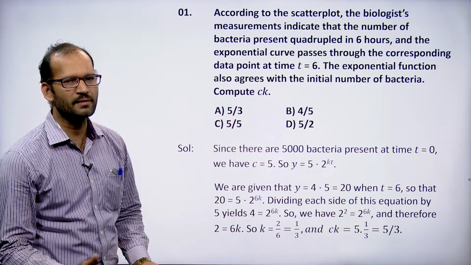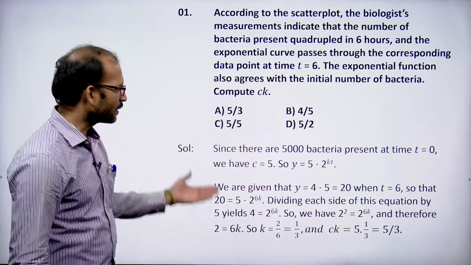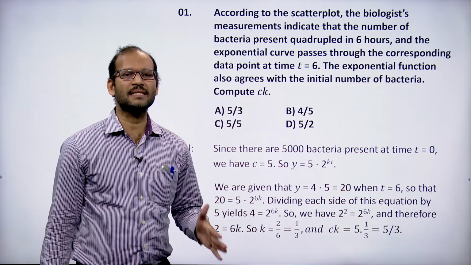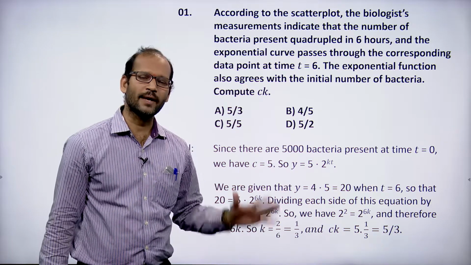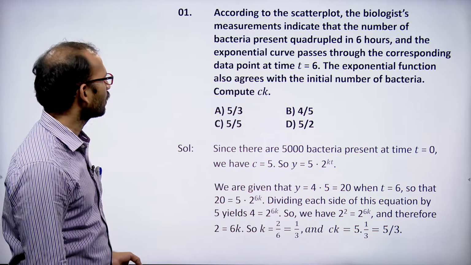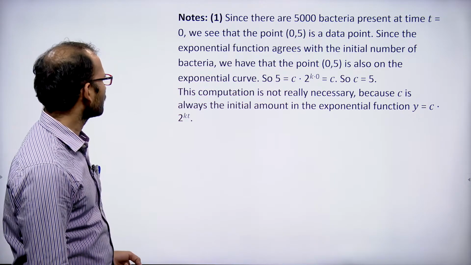Is it okay? They are asking the C value. From the initial conditions we have found the value of C, and from the next given condition, that the bacteria quadrupled in 6 hours, we have found the value of k. So the Ck value is 5 by 3. Okay. Next. This is just a note that is given, nothing else.